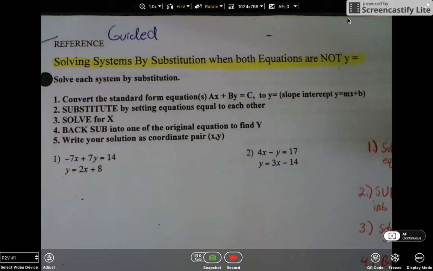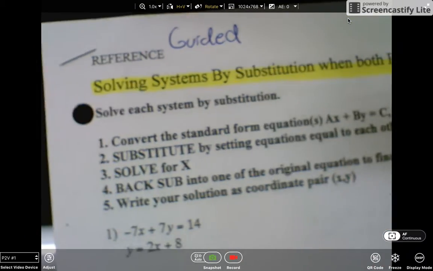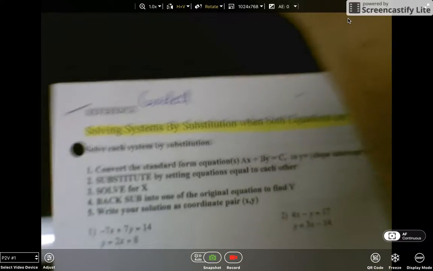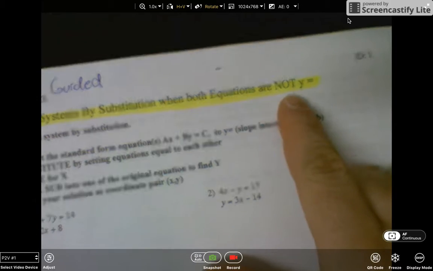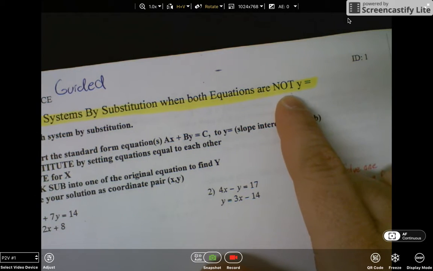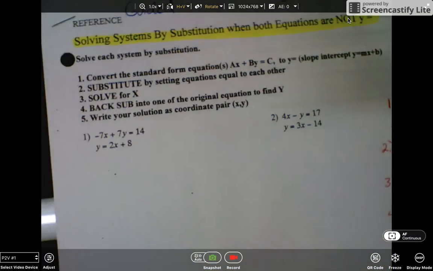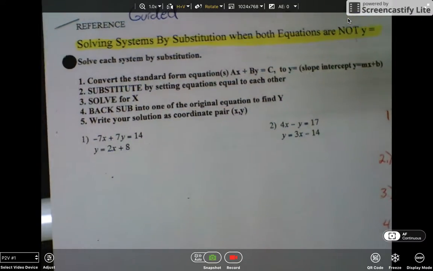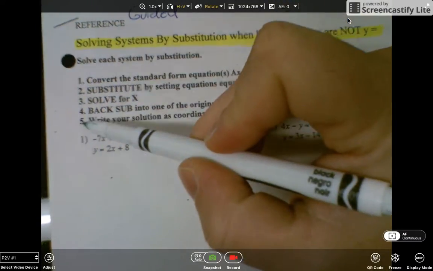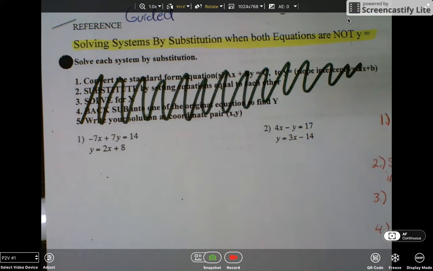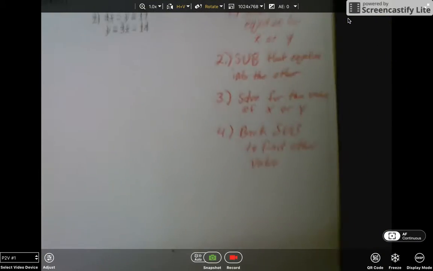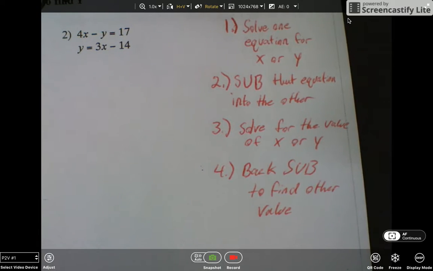In this video, I'm going to be doing some guided reference with you about solving systems of equations by substitution when we have equations that are not both y equals. One thing I decided to do from these reference notes is get rid of this explanation and try a different explanation. So I'm going to pause the video here just a moment as I give you the new steps to deal with this situation.